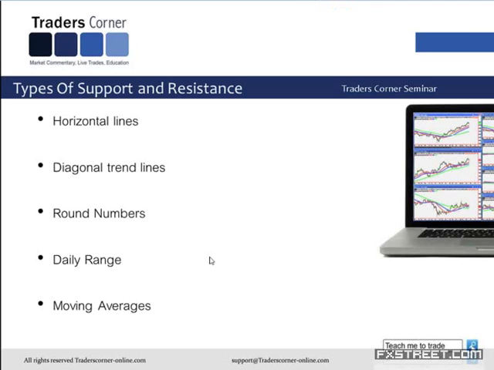Then you've got the diagonal trend lines, okay? The diagonal trend lines are ultimately projecting price into the future. So whereas the horizontal lines are the market's memory, the diagonal trend lines are the market projecting where the price may react at some point in the future, based on a few price reference points in the past. And we're going to look at those as we get into this.